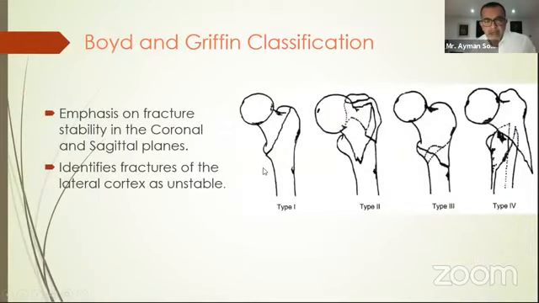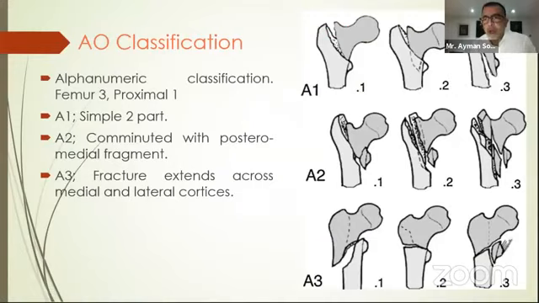Another important classification is Boyd and Griffin, and the reason why I mentioned Boyd and Griffin is this is the first classification that takes into account the stability in the coronal and sagittal plane, and this is particularly important, as I will explain later. It also identifies the importance of the lateral cortex fracture as evidenced with type 2. But we are going to use the AO classification, which is what we use day in and day out.